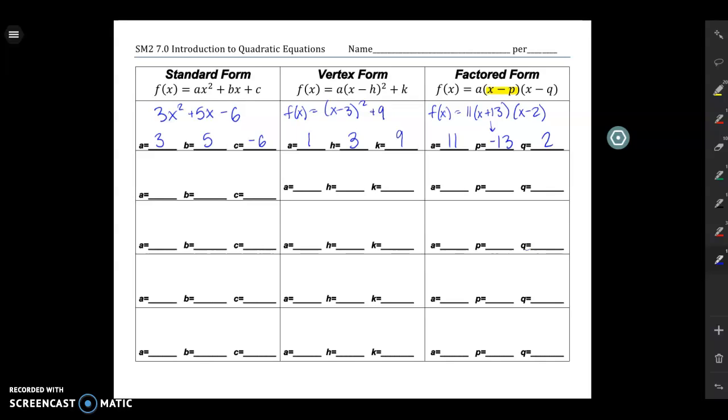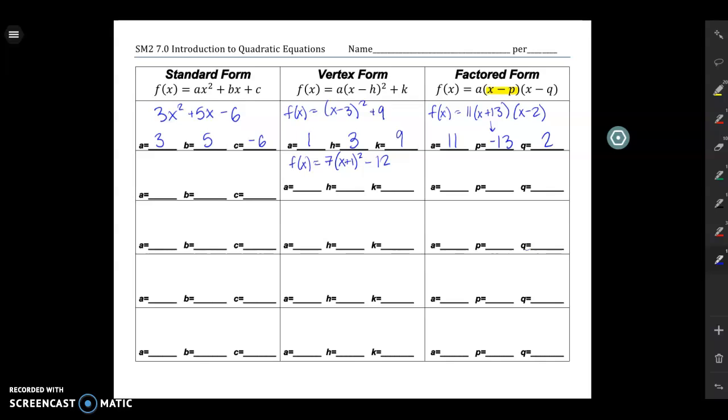Okay, let's look at another equation in vertex form. We've already done quite a bit of practice with standard form because identifying A, B, and C is what we do when we're doing the quadratic formula. So we're going to spend a little bit less time on that today.